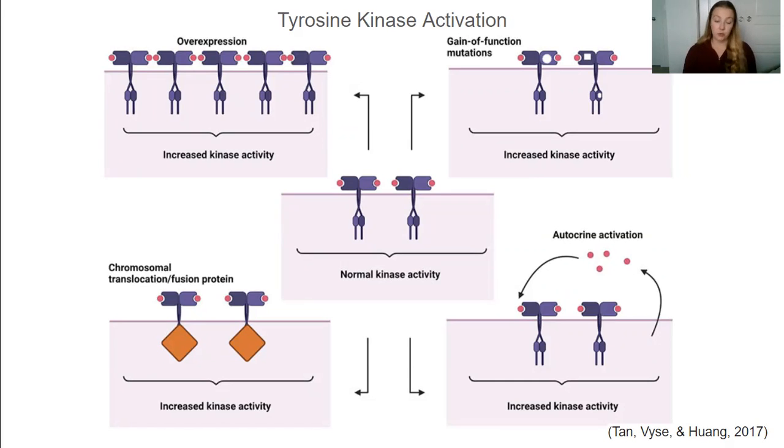Abnormal activation of the receptor tyrosine kinase involves the receptors, the partner molecules, and the surrounding environments. There are 4 proposed mechanisms that lead to an inappropriate activation, as you can see here. For example, increased kinase activity through overexpression, gain of function mutation, chromosomal translocation, as well as autocrine activation, all leading to this increase in kinase activity.